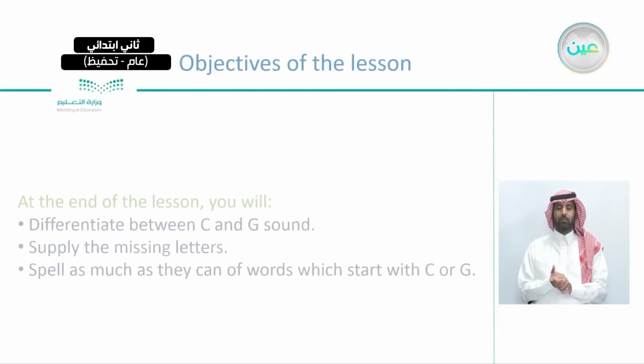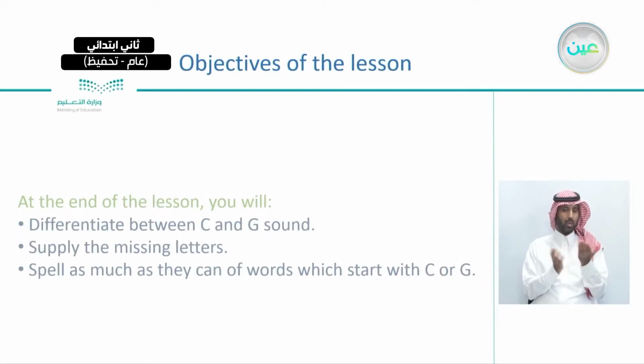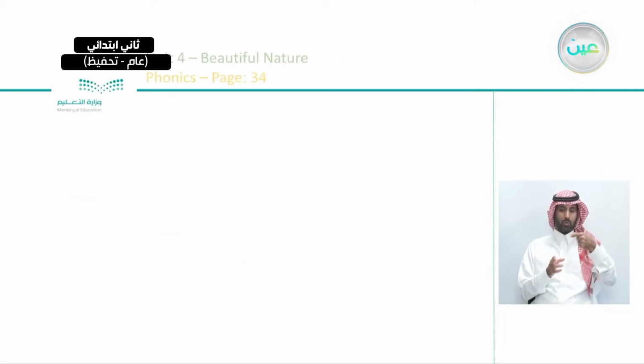Okay. What we will learn today: differentiate between C and G sound, supply the missing letters, spell as much as you can of words which start with C or G. Okay, so on page 34, we have phonics, how to listen and how to spell. So this is phonics.